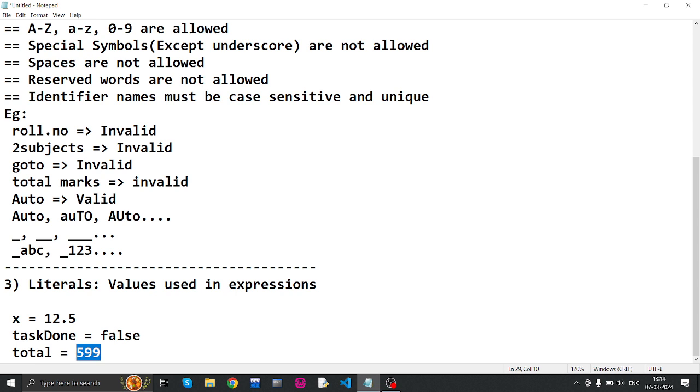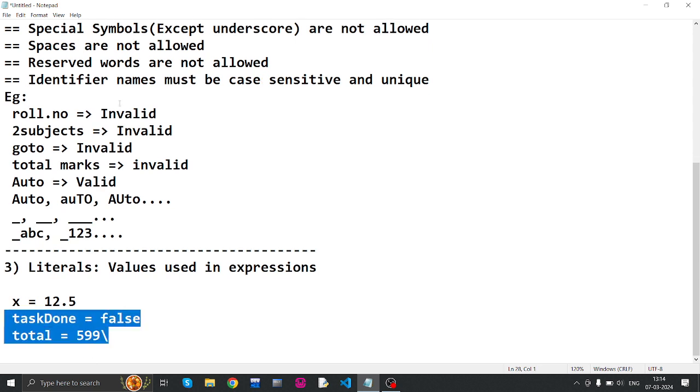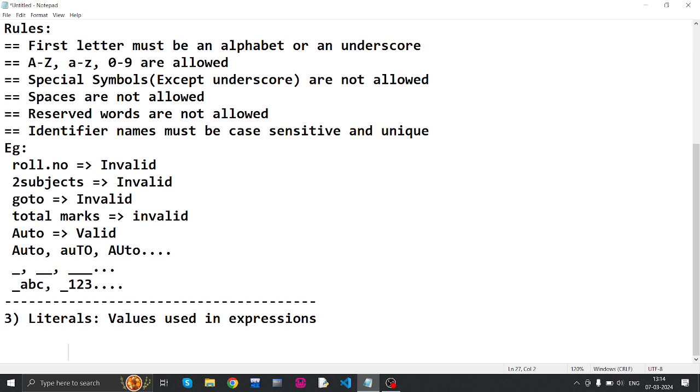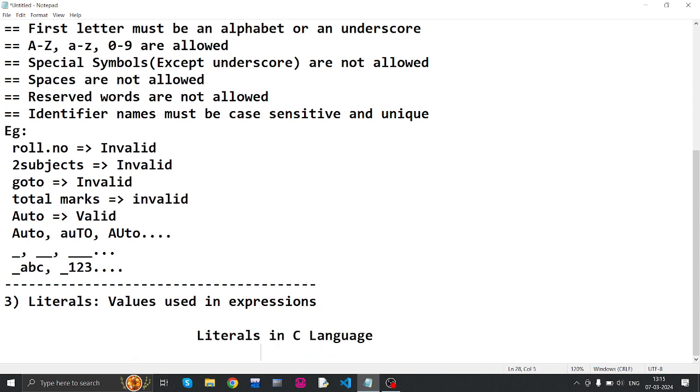So literals are nothing but such type of values that are used in expressions, we call them literals. We can write like this. That's the next implementation. Now let's see literals in C language. What are the various literals that can be used in a C program?